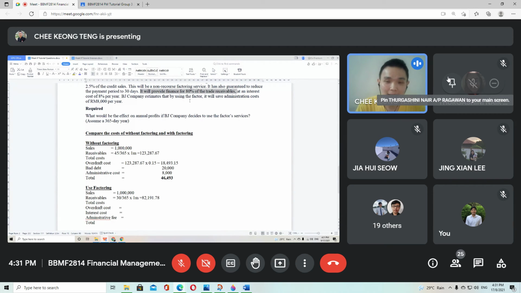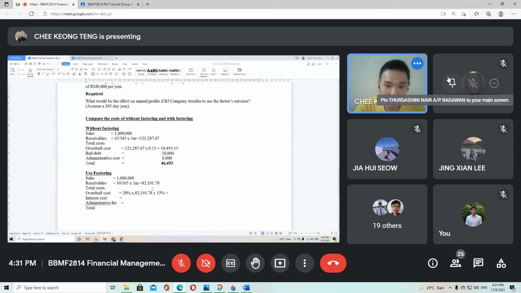Here they are saying they will only give you 80% of your trade receivable, lending you the money first. The remaining 20%, you still need to wait for your customer to pay you back. Which means the 20% of your receivable, you still need to pay the 15% overdraft cost, because your overdraft is 15%. It still needs to be financed by overdraft because they only finance you 80%.